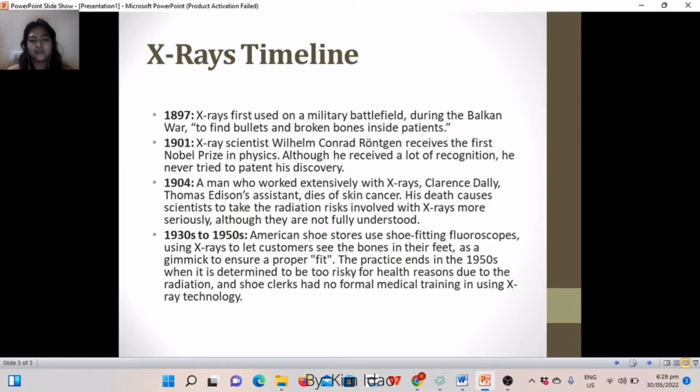In the 1930s to 1950s, American shoe stores used the shoe-fitting fluoroscope, using X-rays to let customers see the bones in their feet as a gimmick to ensure proper fit. The practice ended in the 1950s when it was determined to be too risky for health reasons due to the radiation, and shoe clerks had no formal medical training in using X-ray technology.